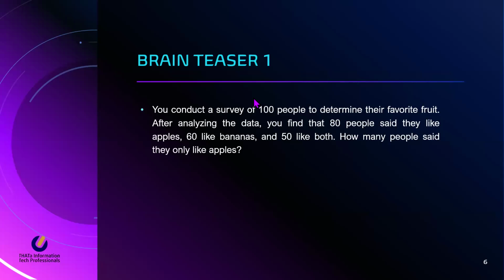All right, so the first brain teaser is: you conduct a survey of 100 people to determine their favorite fruits. After analyzing the data, you find that 80 people said they like apples, 60 like bananas, and 50 like both. How many people said they only like apples?